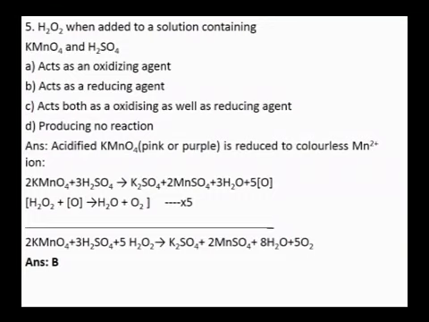Question number 5: H2O2 when added to a solution containing KMnO4 and H2SO4. KMnO4 mixed with sulfuric acid is called acidified KMnO4, which is a powerful oxidizing agent. Since acidified KMnO4 is a powerful oxidizing agent, H2O2 will undergo oxidation by reacting with oxygen produced from KMnO4, forming H2O and O2. Since it undergoes oxidation, in the reaction H2O2 is considered as a reducing agent, and hence the correct option is option B.